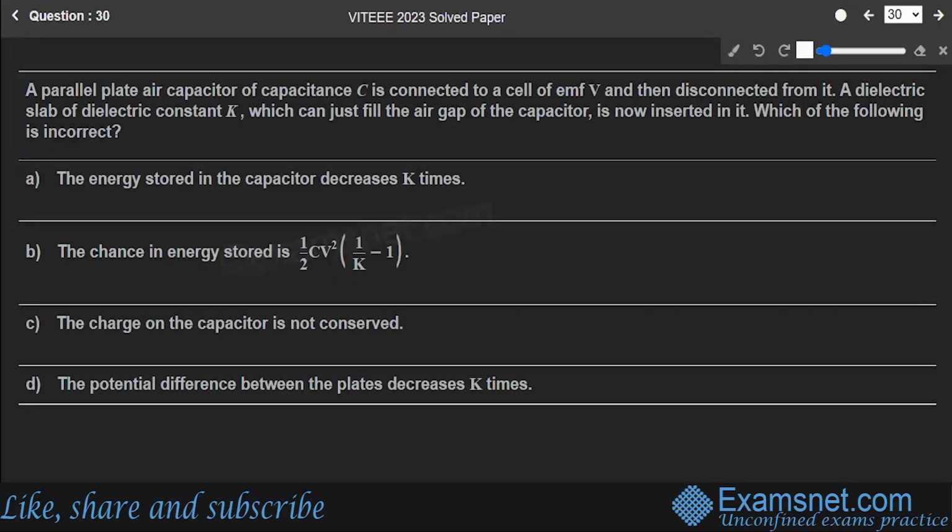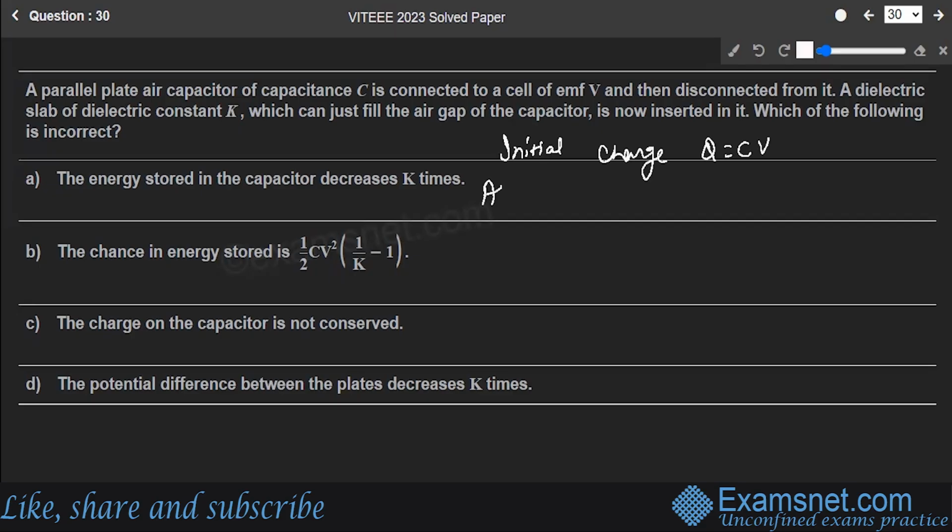Question number 30. A parallel plate capacitor of capacitance C is connected to a cell of EMF V and then disconnected from it. A dielectric slab of dielectric constant K, which can just fill the air gap of the capacitor, is now inserted in it. Which of the following is incorrect? So first thing, the initial charge is given by Q equals CV.